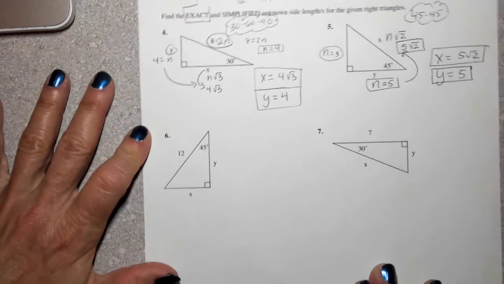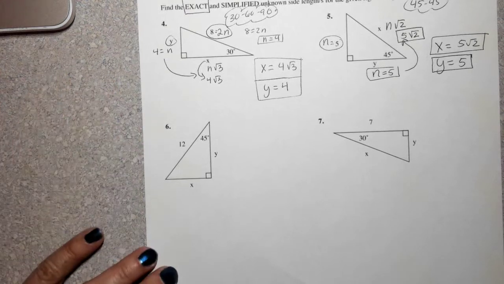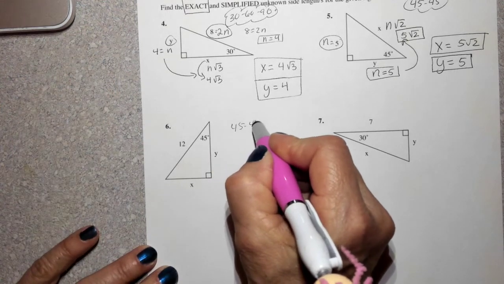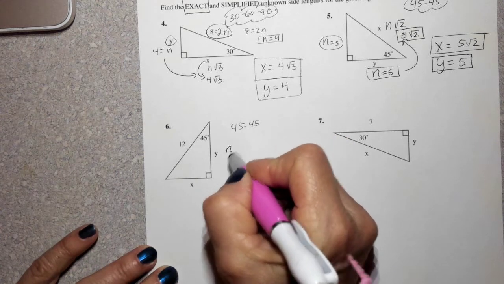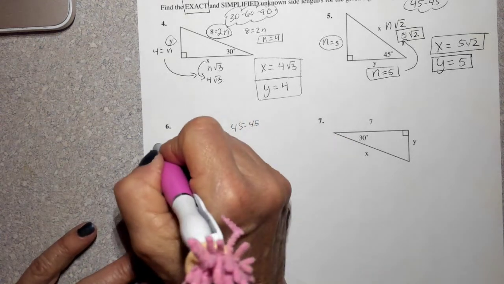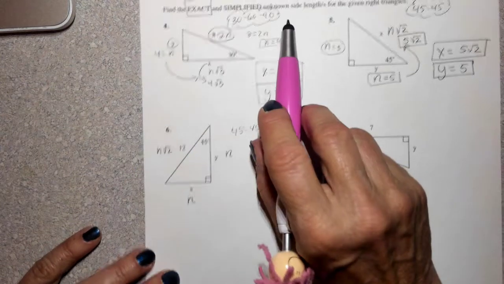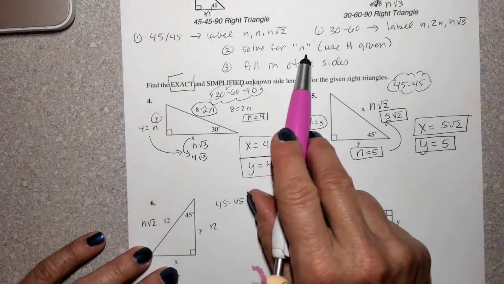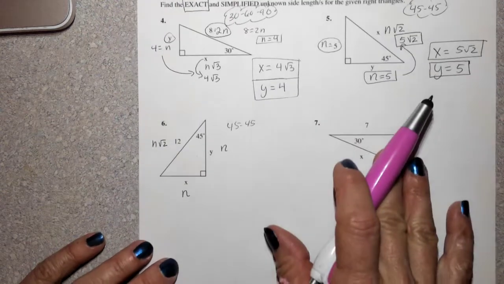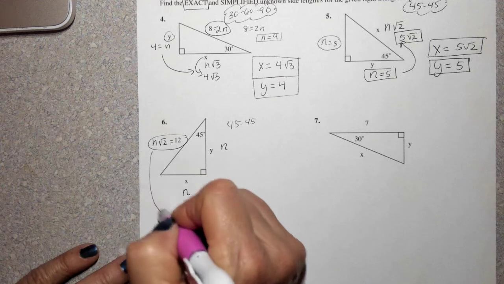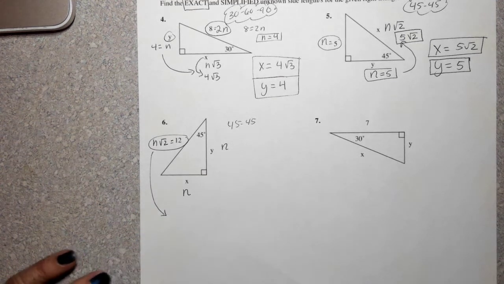All right, so here in number 6, this is a 45 again, so this is my 45-45. So I know that the two legs are going to be n, and then this side's n root 2. So now this one gets a little dicey because when I go to solve for n using the number given, this is worst case scenario. They gave me the side. I'll show my work down here since I have all this space.